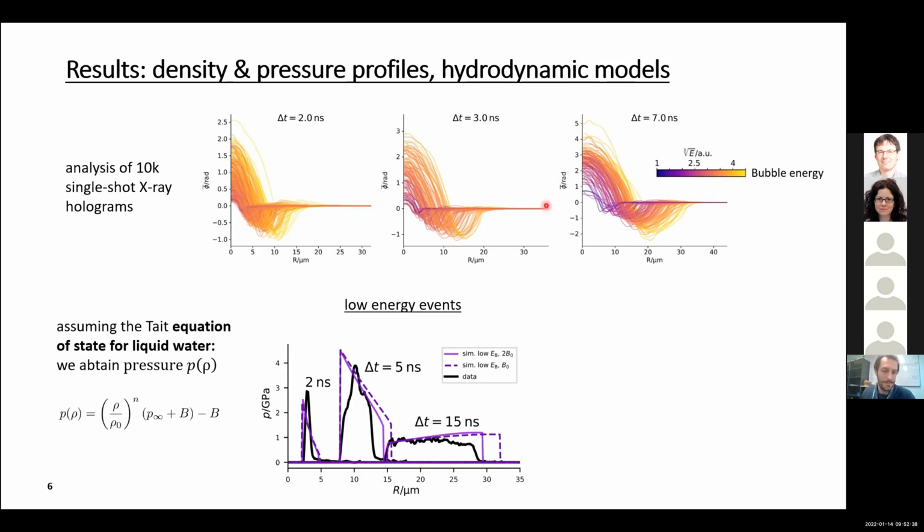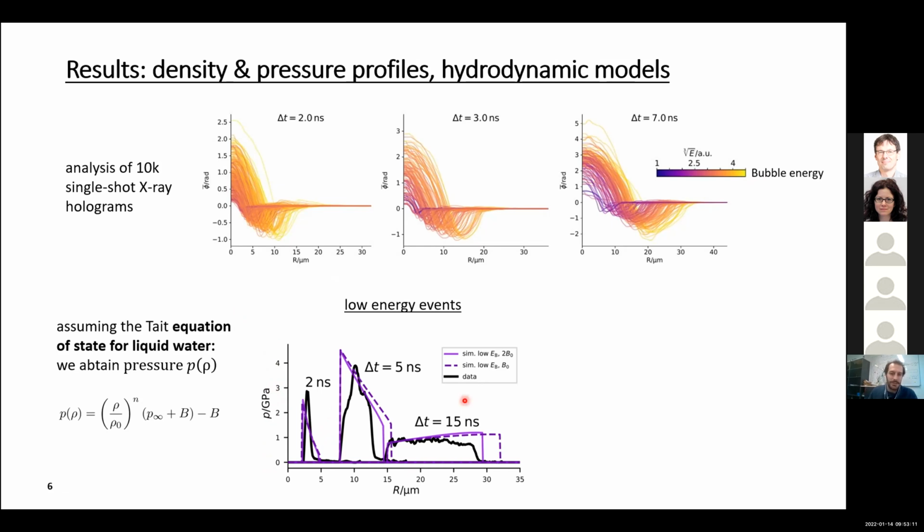The next step that we applied here is assuming an equation of state for liquid water. And by that, we can relate the density profile of the shockwave to a pressure profile, actually. And this is shown here on the bottom. It's now the pressure given in gigapascals plotted over the radius for different exemplary shockwaves only here. And we can compare that with hydrodynamic simulations.